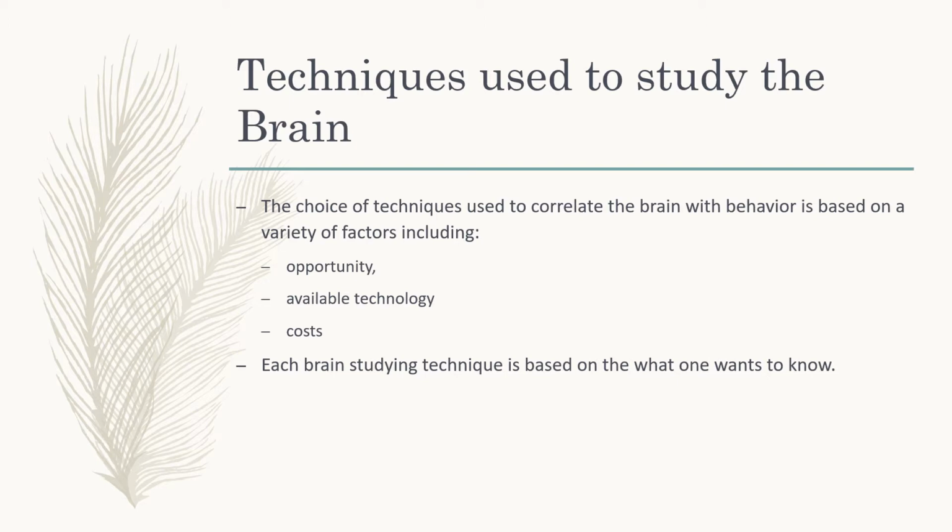oftentimes, based on the technology, it can produce a cost for the research that is substantially higher than other technologies. And so, unfortunately, that does become a choice when considering the possible scientific advantages of using other possible technologies. The other important factor here is really based on what the researcher wants to know as well. As we'll talk about, there's certain benefits and drawbacks of using each of these technologies.